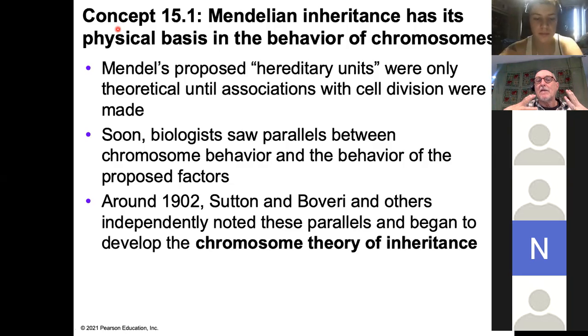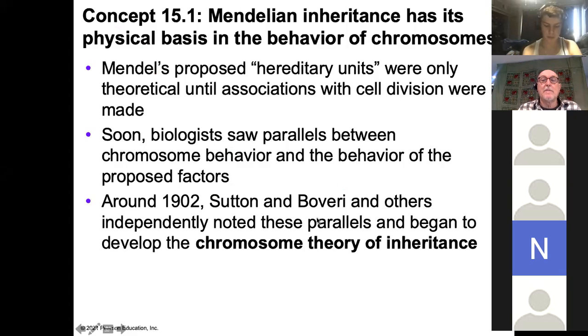It was only when they actually looked at the process of meiosis and realized that at the end of meiosis, each of the cells that results contains half the number of chromosomes and half the amount of genetic material, that the association between chromosome behavior and the behavior of what Mendel had called hereditary units, which we now know as genes, began to be put together.